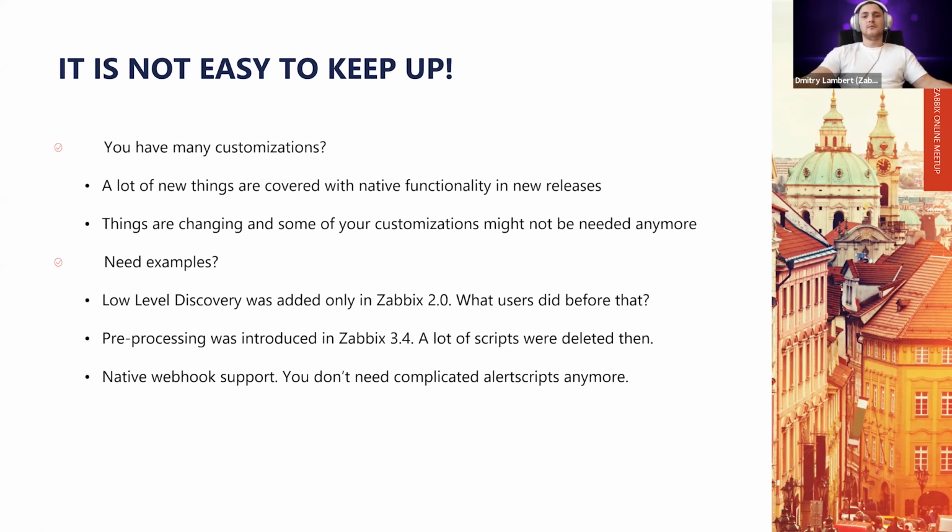a GitHub. Let's say it was released in version 3.0, but then the creator of this alert script stopped maintaining it. And you upgrade to 3.2, 3.4, and you see that the last commit in GitHub was 4 years ago. So there's really a huge chance that this alert script is not going to work anymore with the new release or with the new operating system, which you also might run. So things are changing and some of your customizations might not be needed anymore.